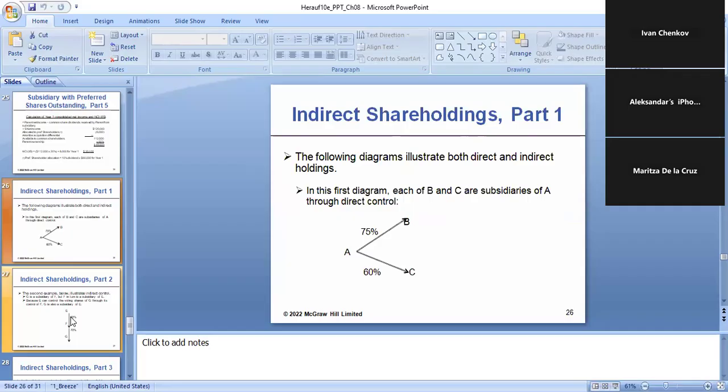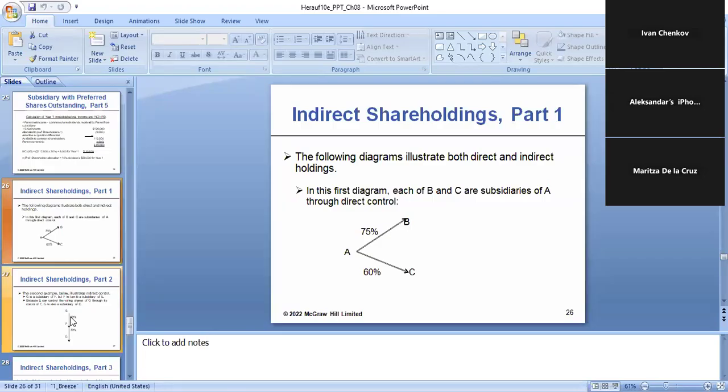For the established direct and indirect holdings and control. Now, the parent can directly own the subsidiary or indirectly own the subsidiary. So on this diagram, we have both direct and indirect holdings. So first, in the first diagram, we see company A owns 70% of company B, and at the same time, company A owns 60% of company C.